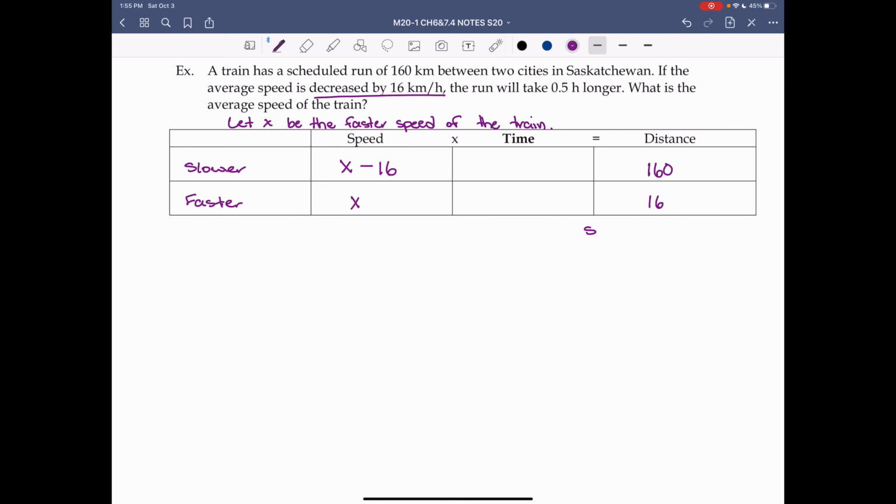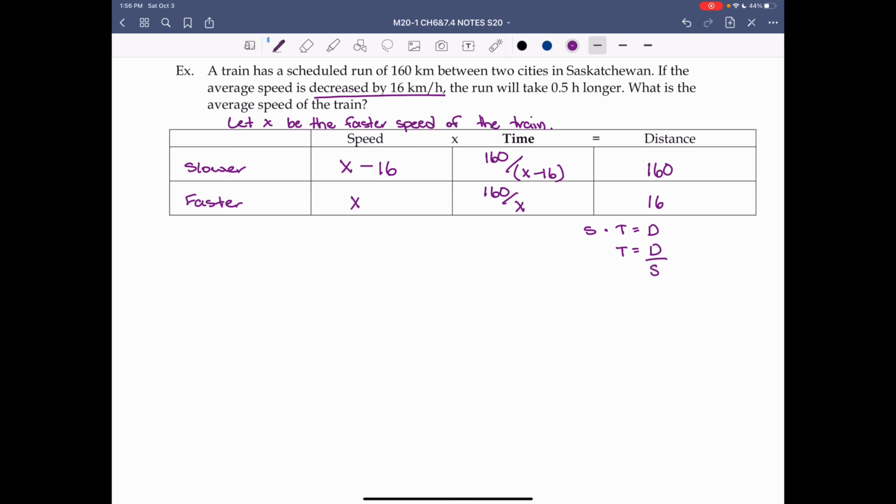We have speed times time equals distance. If we want to know time, we divide by s. We get time equals distance over speed. So time at the slower speed would be 160 divided by bracket x minus 16. And time at the faster speed would be 160 over x.